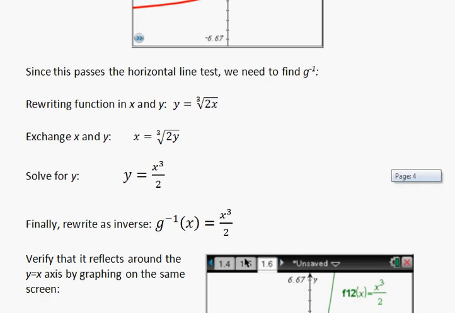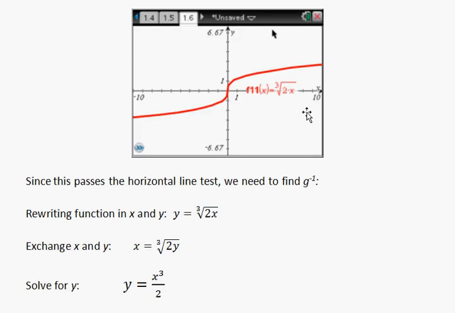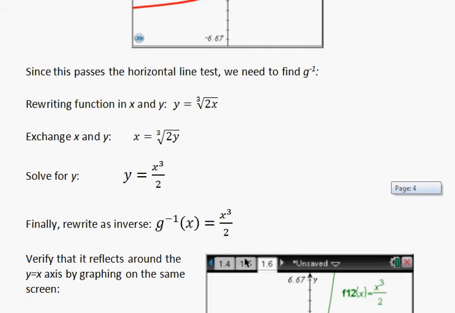So our first step is to take g and rewrite the function in terms of x and y. Since g was the cube root of 2x, we write y equals the cube root of 2x instead of g of x. Then you're going to exchange your x and y's, just like this, and then solve for y.